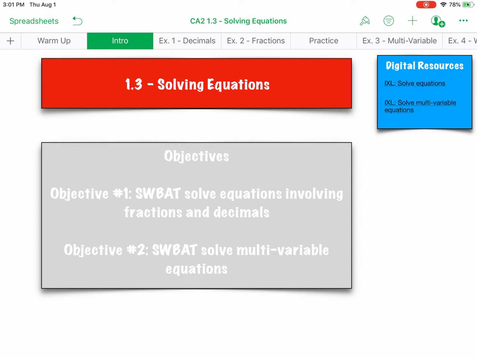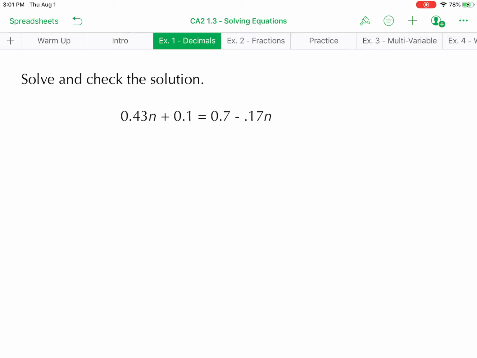So you can look at our first objective here. Notice we are going to be solving equations involving fractions and decimals today. And then from there we're going to move on to solving multivariable equations. It's an equation that has several variables to it. You're asked to solve for one of the variables. Let's get right into an example here. I'd like to solve this equation for n and check the solution.